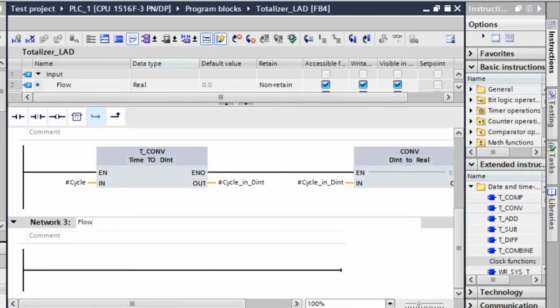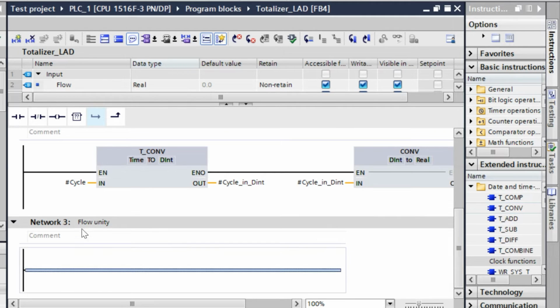Now we have to convert the flow unit, because our input flow may be in liters per minute, liters per second, or tons per hour, like this. So if we divide that flow value by the period, then it will be in unit. Then if we multiply it by the sample, then we will get the total value.